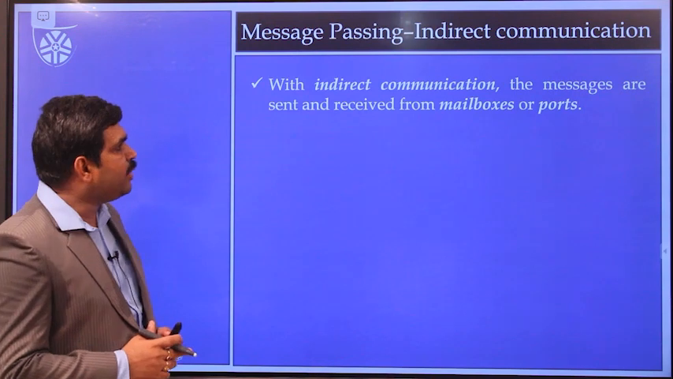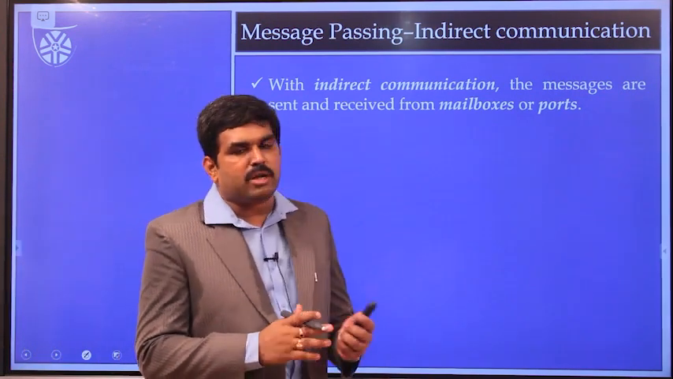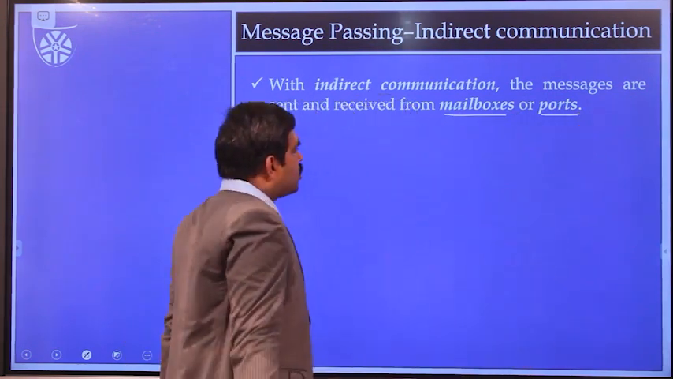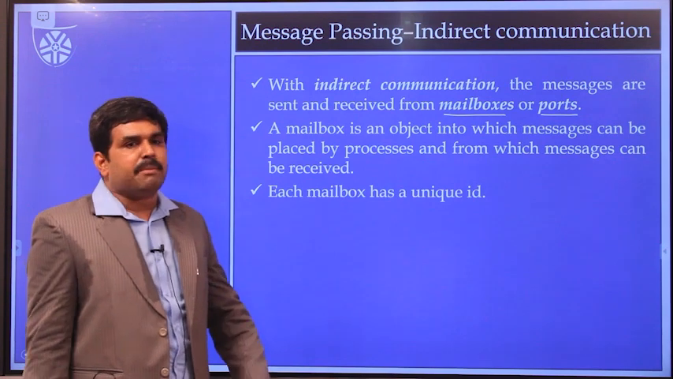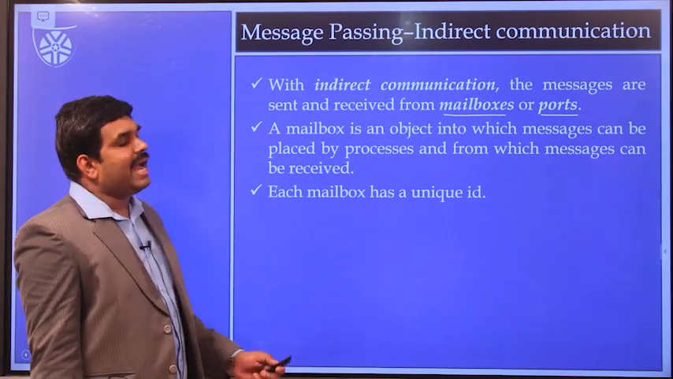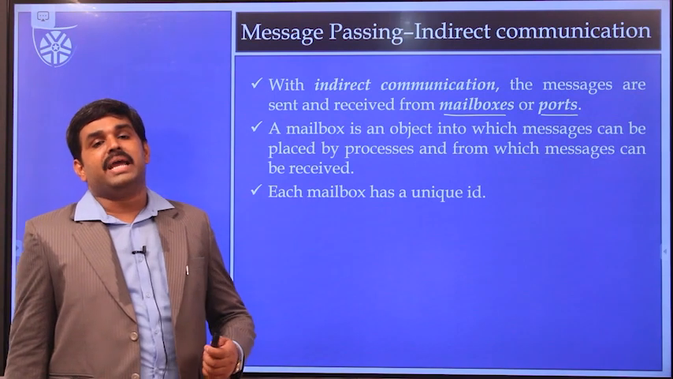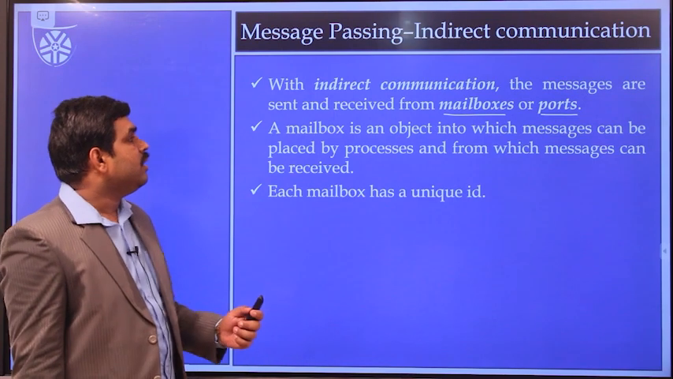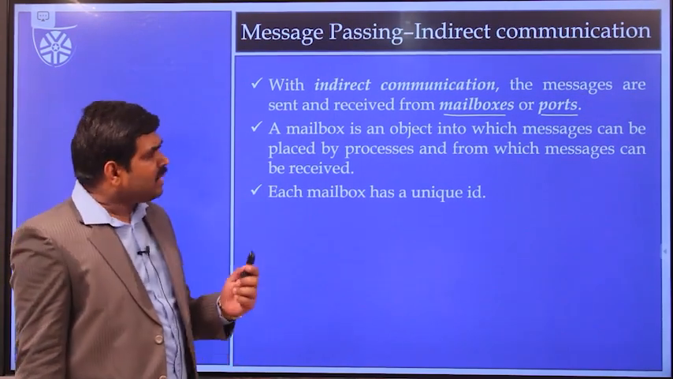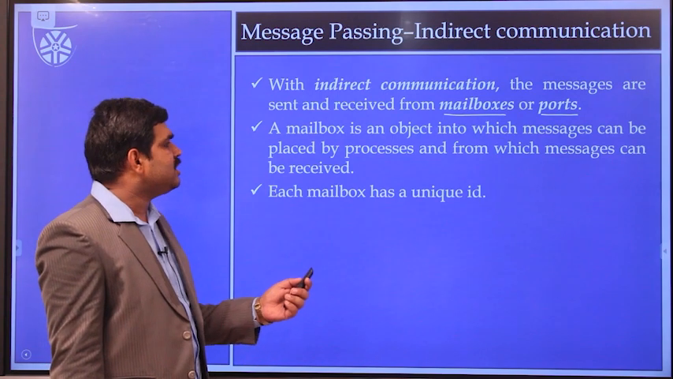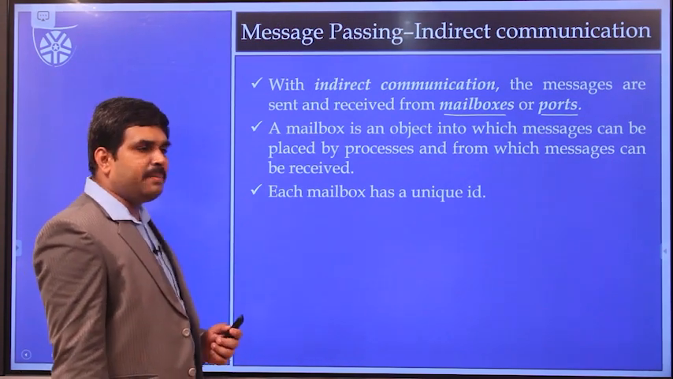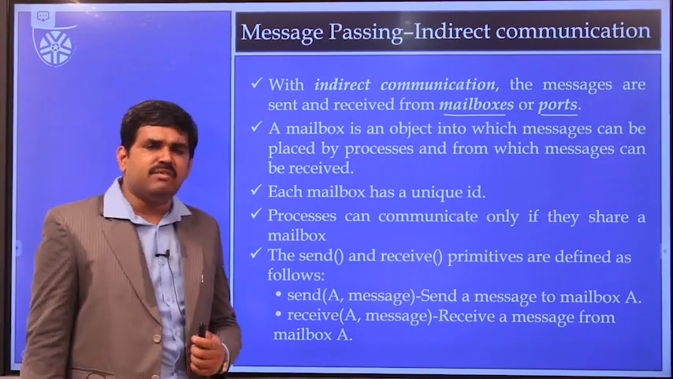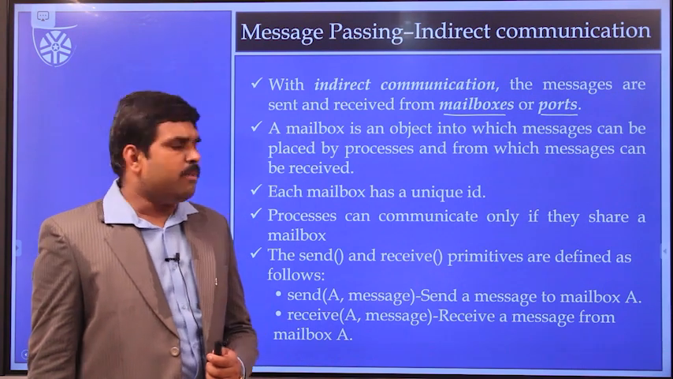In indirect communication, messages are transmitted from one process to another through mailboxes, which are also referred to as ports. These mailboxes are meant for sharing information, and processes keep their items there for further discussion. A mailbox is an object meant to share messages for other processes, and each mailbox has a unique ID. Okay? Processes can communicate with each other by mentioning the mailbox ID.